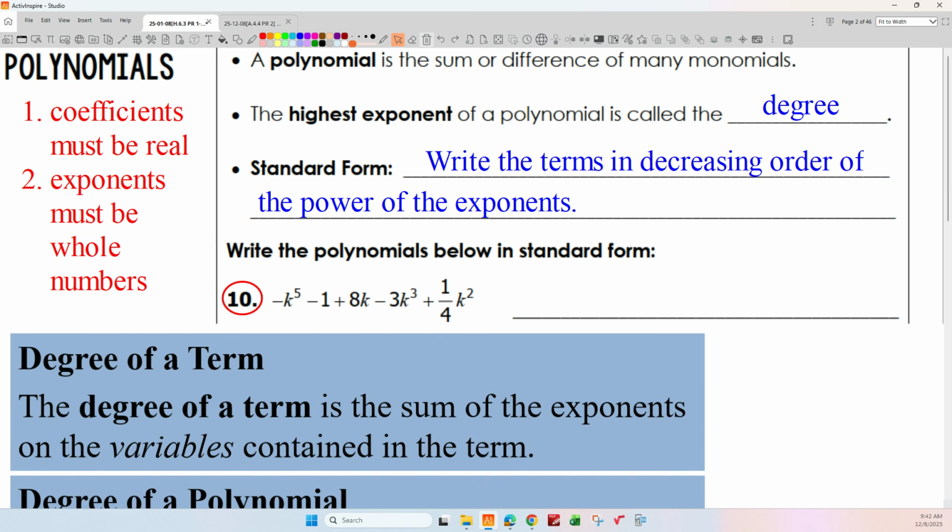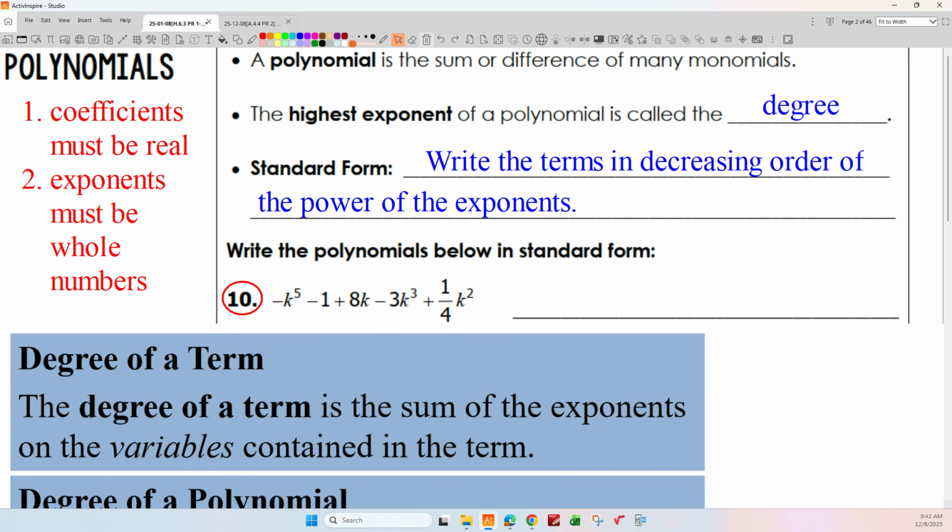Okay? So, what if we wanted to write this polynomial in standard form? Now, what's the variable of this polynomial? It's not x. What is it? What's the variable here? K. Okay, so we're using k's instead of x's.